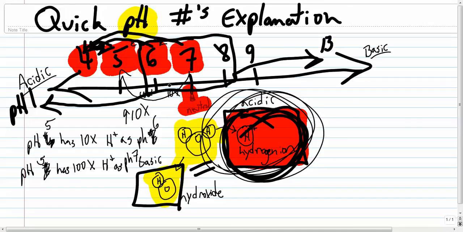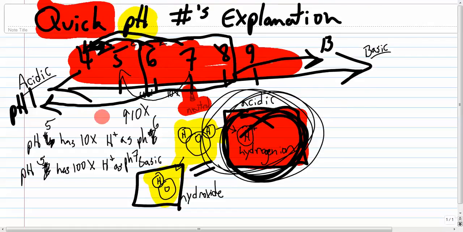But anyway, I'm closing in on 5 minutes, and I just wanted to give you a quick introduction to how the numbers work as you slide along on the pH scale, and I think I'm done.